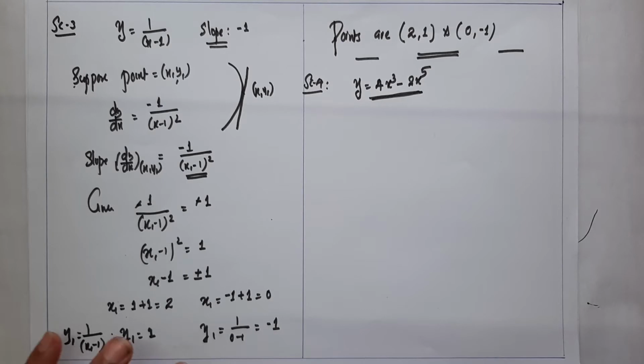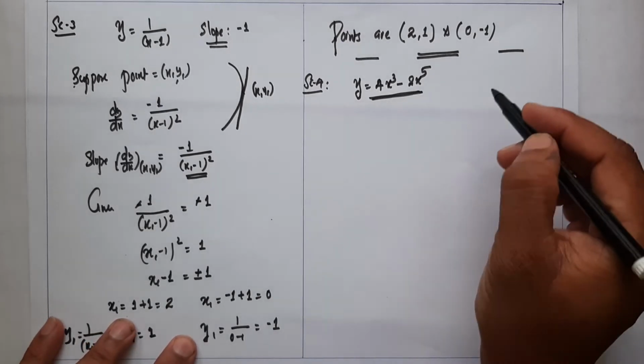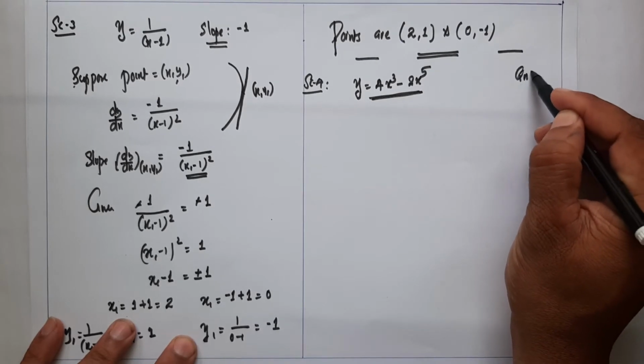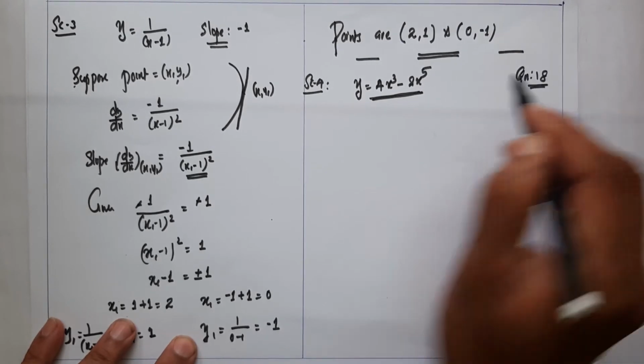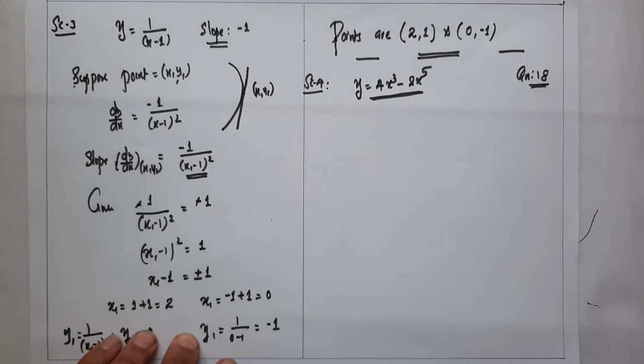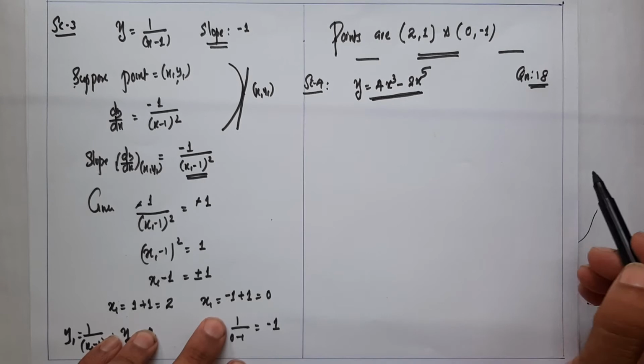If you have any doubt in the question, please refer to exercise 6.3, question number 18. Our question is, for the curve y equal to 4x cube minus 2x raised to 5, find all the points at which the tangent passes through the origin.